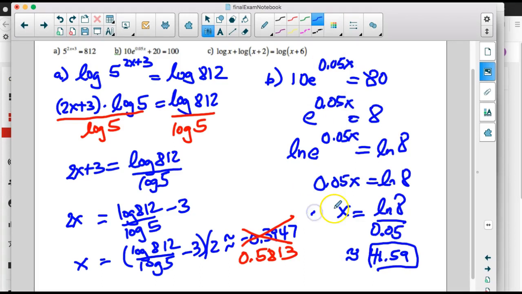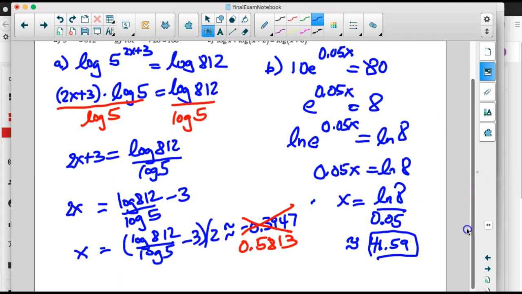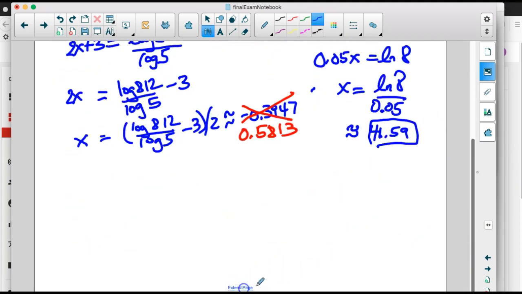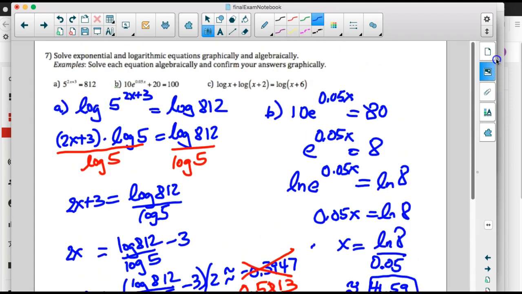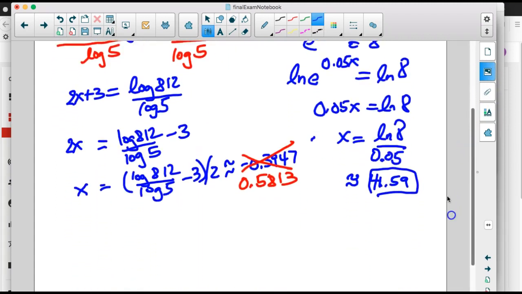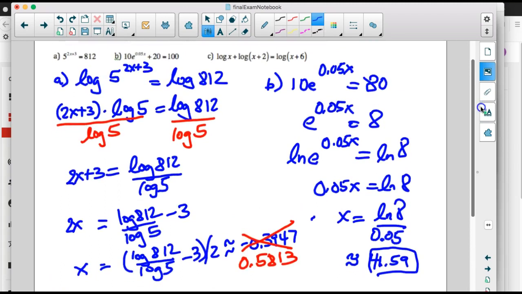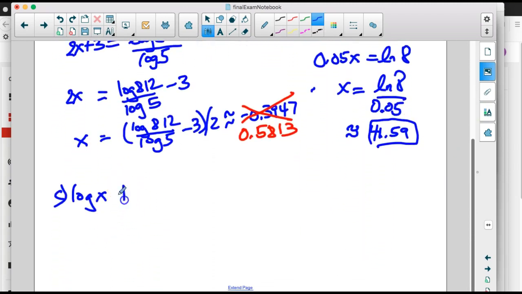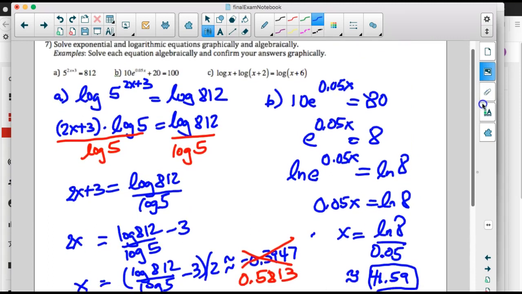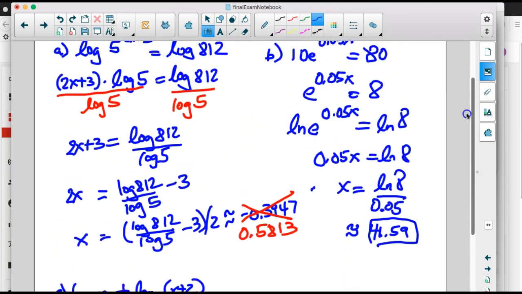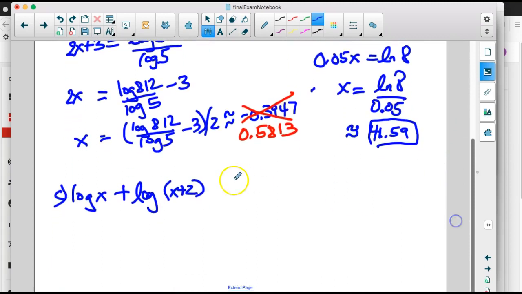All right, now this last problem here is a logarithmic problem. So we have to first write it as one logarithm before we can solve it. So we have, this is c, log x plus log of x plus 2 equals log of x plus 6.